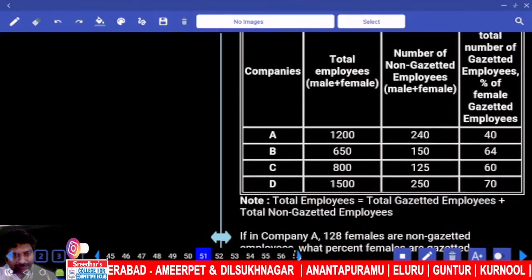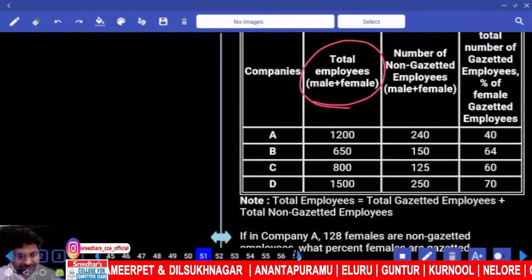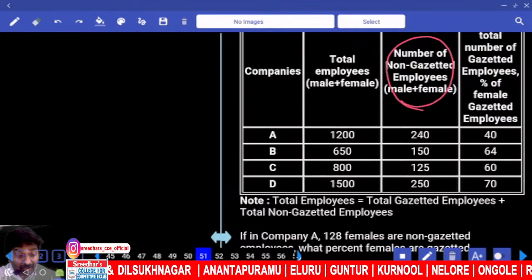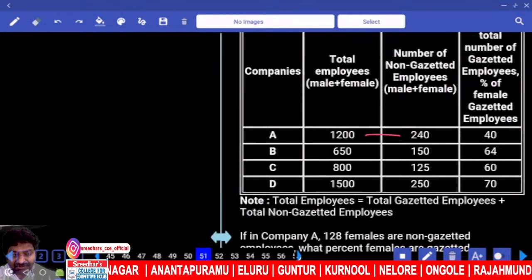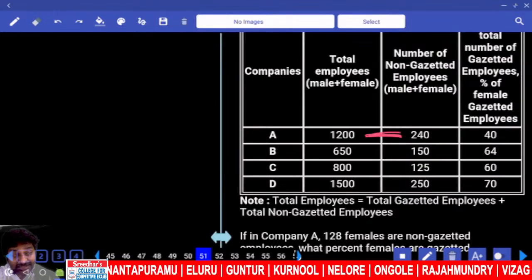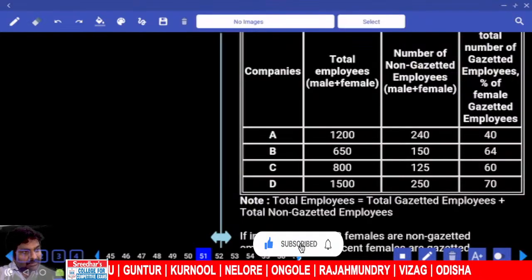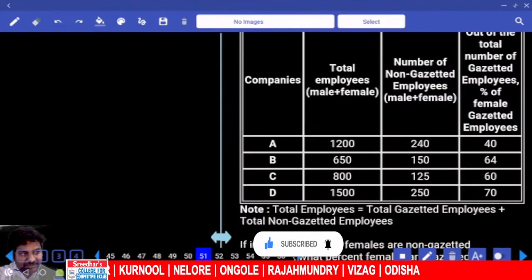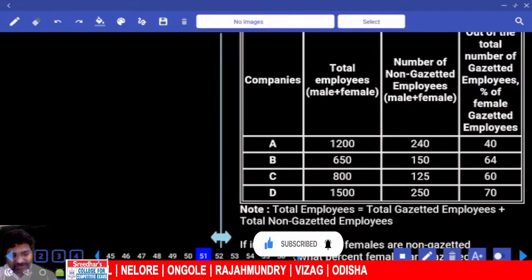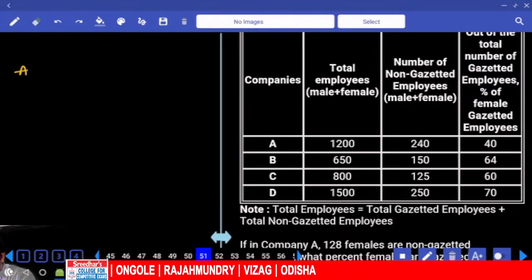Right, 4 companies are there. Total number of employees, male, female. Number of non-gazetted, the difference will be gazetted. Out of the total number of gazetted employees, the percentage of female is given. Right. So A, B, C, D.